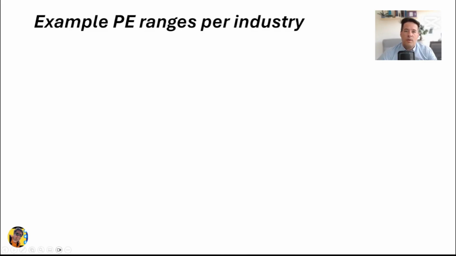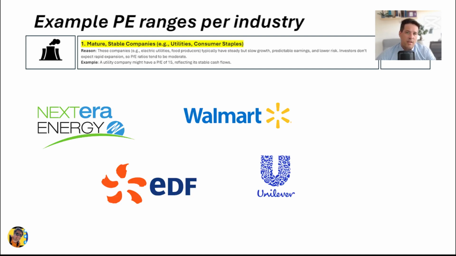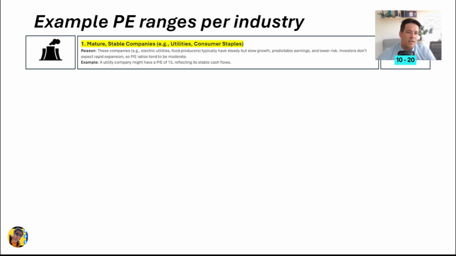Next, I would like to talk about some example PE ranges per industry. The first one is, for instance, mature, stable companies, like a utility company or consumer staple companies. They normally have a PE ratio between 10 and 20. Don't pin me down completely on these numbers, but this is an average range, more or less. And you will see a lot of companies that range in these ratios that I'm going to refer to.